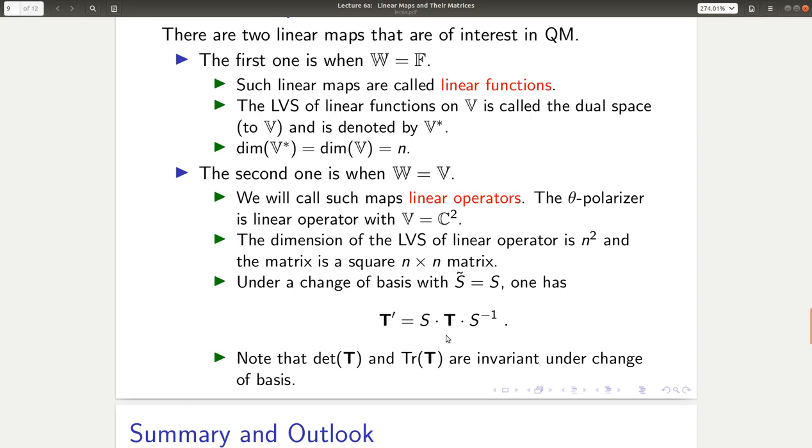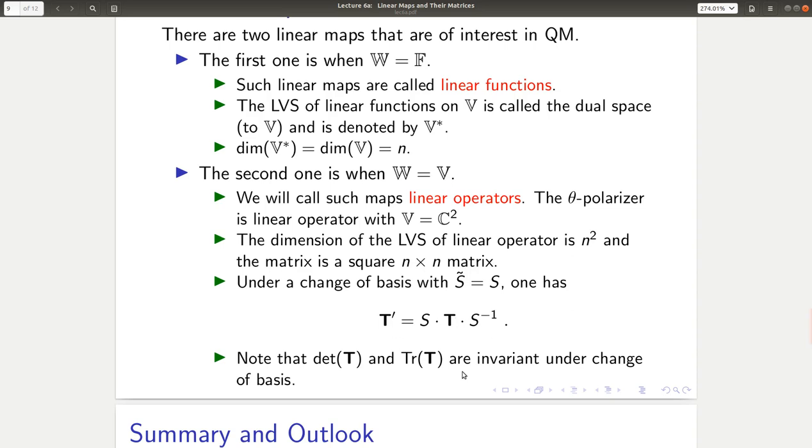What this says is that the determinant is an important invariant. Similarly, trace is invariant. There's a cyclic property of the trace: trace of ABC is equal to trace of BCA. So you can take this S to this side. S S inverse is 1. So the trace of T prime will be equal to the trace of T.